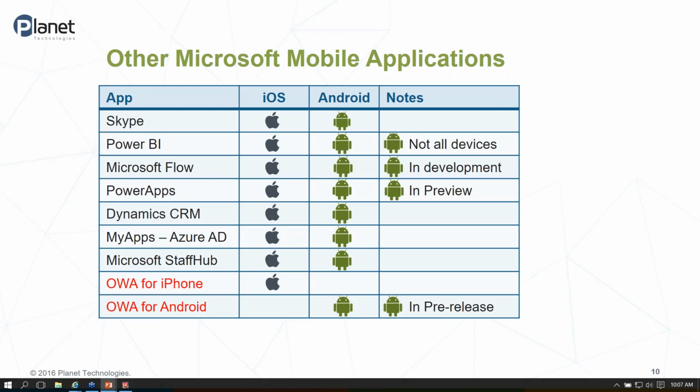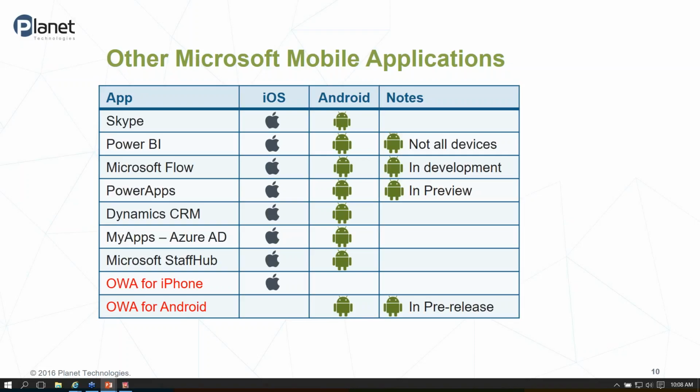Microsoft Flow, another component of Office 365. This is tying into SharePoint. So when we had SharePoint Server and we had workflows, Microsoft Flow is a new application that is doing something like that. Again, this is also on Android, but it's marked as in development. PowerApps is another similar one to Microsoft Flow, a new one that they're pushing out, and that's in preview on Android. Dynamics CRM for content management, available on both.